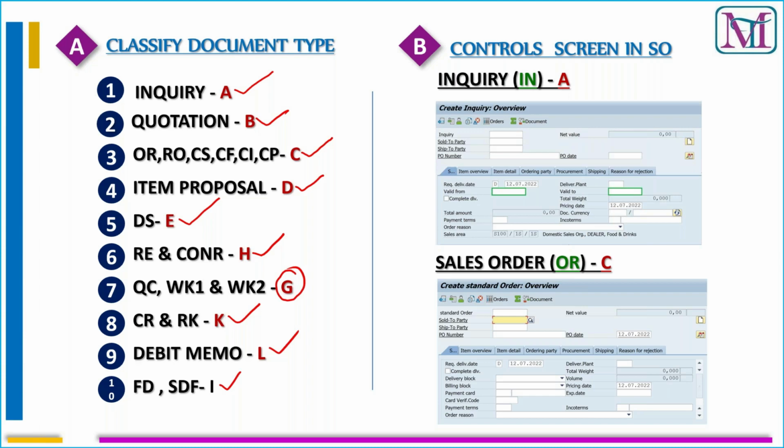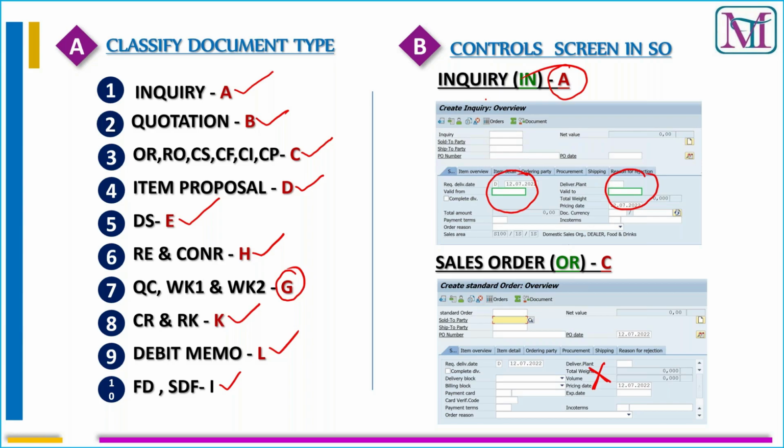Inquiry. Now I'll compare inquiry and quotation, inquiry and standard sales order. For inquiry, we have a validity period, valid from and valid to. But in standard sales order, we don't have this field. So how does the system propose valid from and valid to fields in the inquiry screen? It is based on document category. If document category is A, then only valid from and valid to will be there in the inquiry screen.